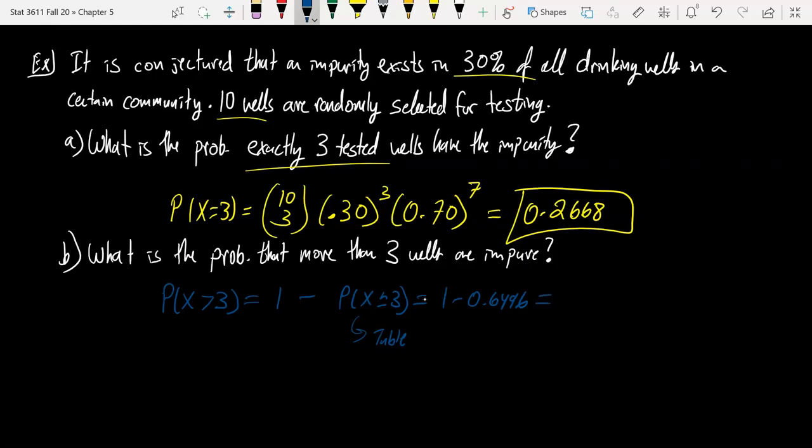Looks great. And so that is 0.3504. You subtract that from 1, and that would be the desired probability: the probability that more than 3 wells are impure, 1 minus the complement probability. And there we go.